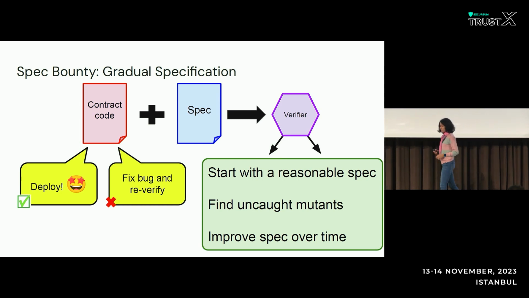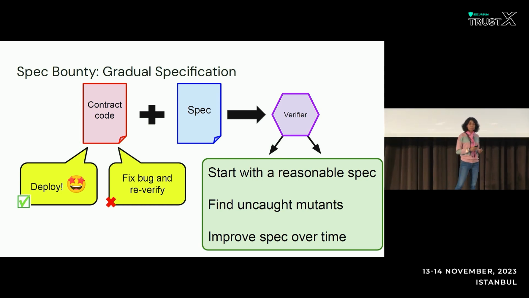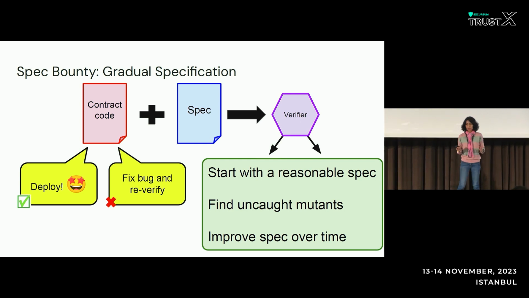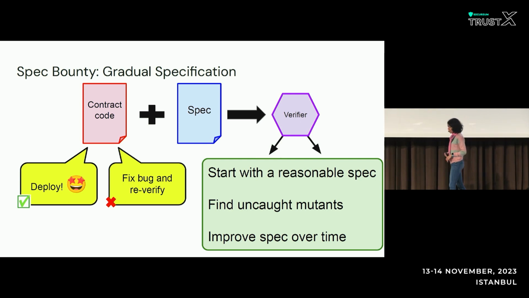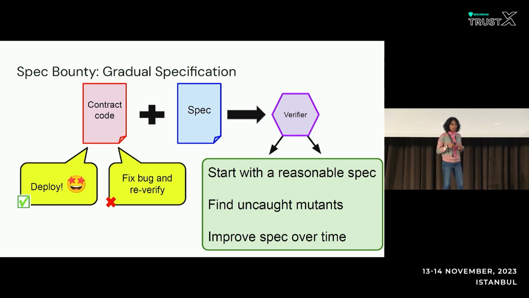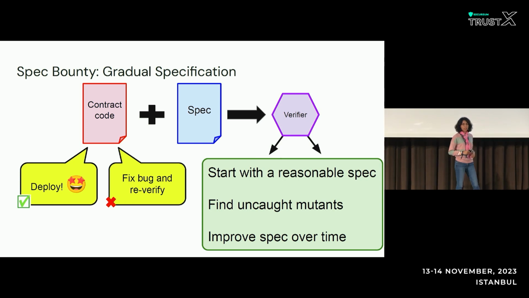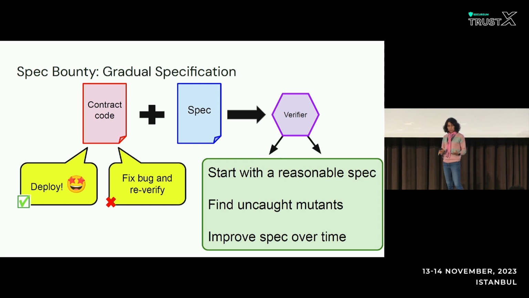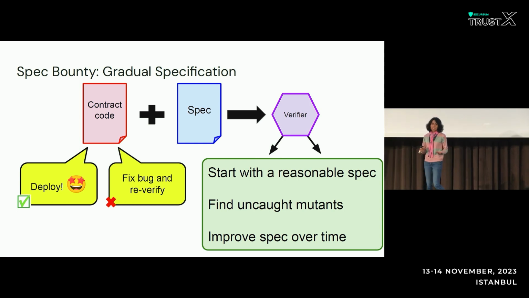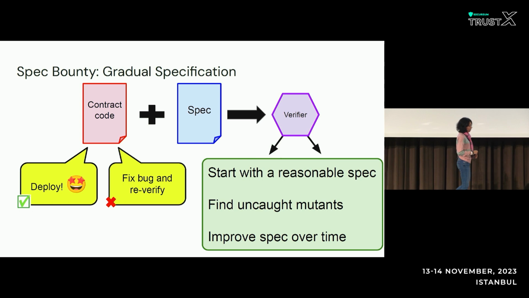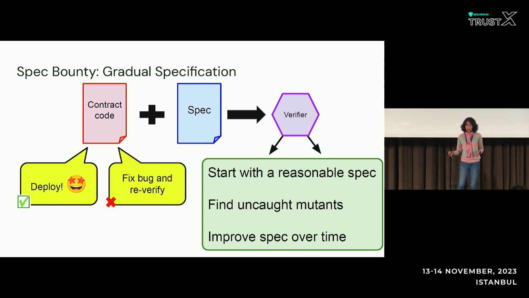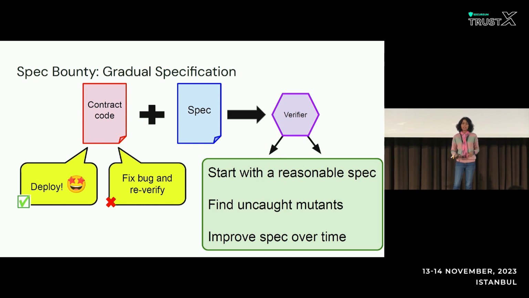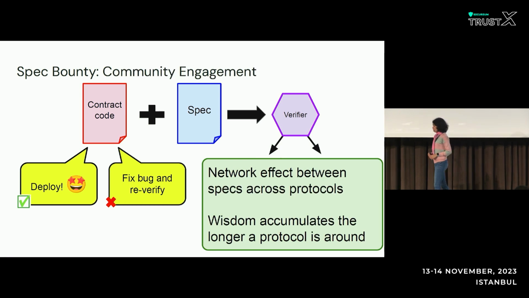And so how does this work? We start with a reasonably good spec. It's a best effort specification. And then we try to evaluate the specification based on mutants. What are mutants? These are intentionally injected faults in the code. And we want to see if these faulty versions of the code are caught by the specification or not. And if it's not caught, well, then that's a hint that maybe we can add a specification that can catch those new mutants.